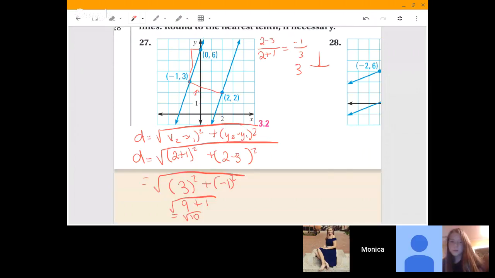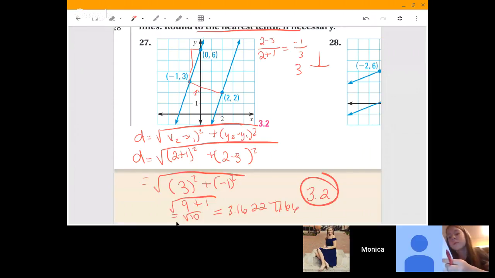And now it tells us to round to the nearest tenth. So if we take the square root of 10 in our calculator, we come up with 3.162277766. So if we round that to the tenth, it's going to be 3.2. So the distance between those two parallel lines is 3.2 units. Okay, so that makes sense. You're good with that?